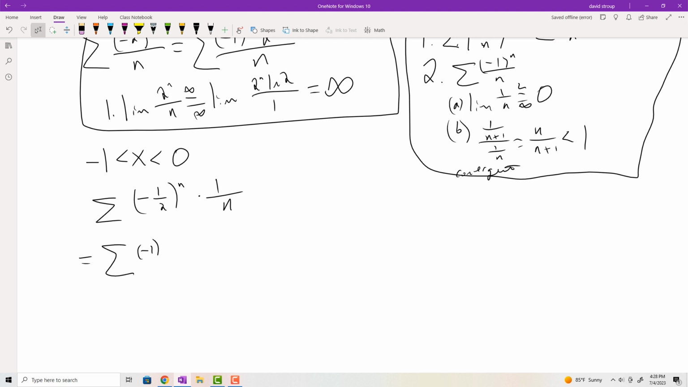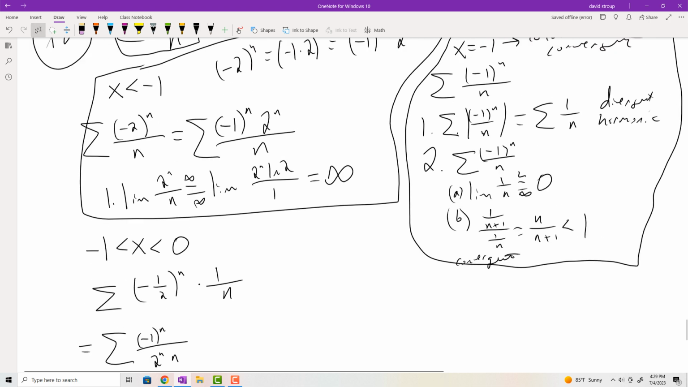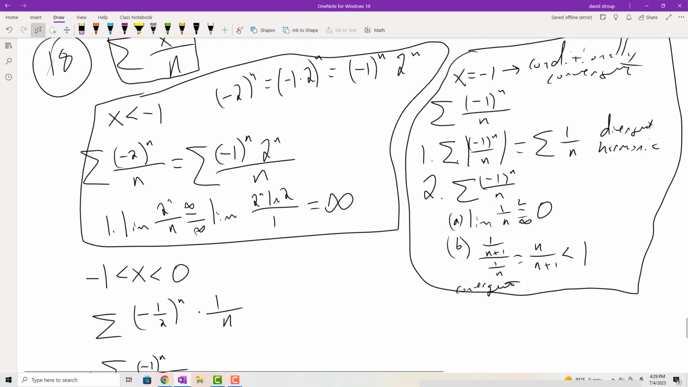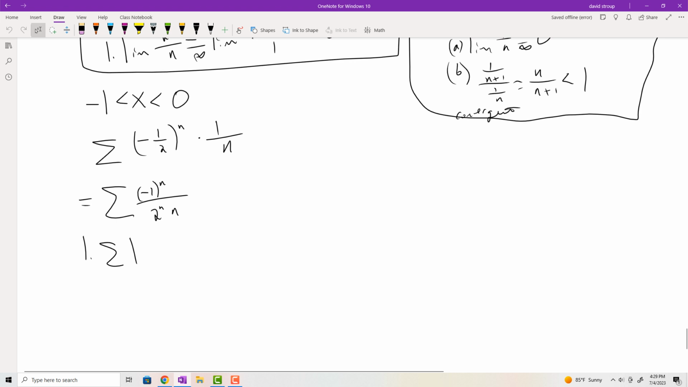You could break off the (-1)^n, and then you'll have 2^n times n. Considering the absolute value of this expression, I've got to see if it's conditional or if it's absolute. So I take the absolute value of the given expression. That will just be the sum of 1 over 2^n times n. And it looks like it's absolutely convergent, right?